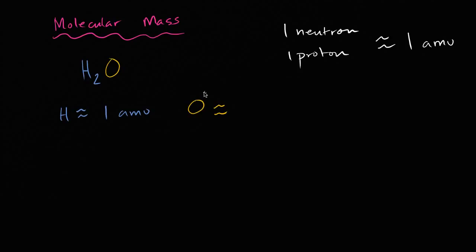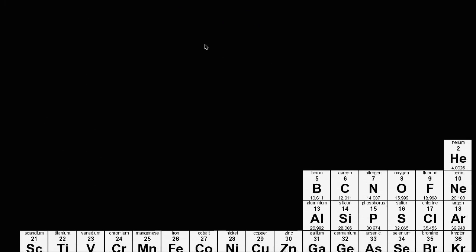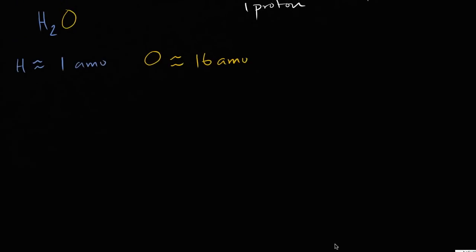It's going to have 8 neutrons. That's the most typical isotope of oxygen. And so you might guess that its atomic mass is 16 atomic mass units. And you can see that your guess is pretty good. When we look at our atomic weight right over here, which is the weighted average of the various isotopes of oxygen as found on Earth, you get 15.999, which is pretty close to 16. So our approximation to 16 is pretty good.